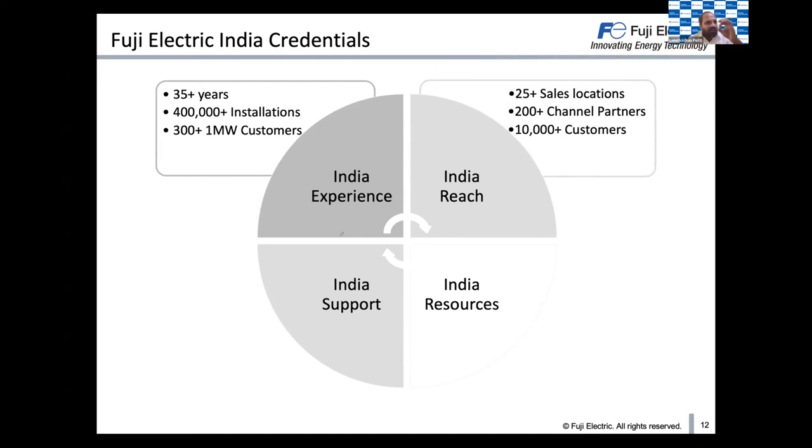And when I talk about the reach, we are present across the length and breadth of the country. We have 25 sales locations. We have 200 plus channel partners and more than 10,000 customers across the country. And resources: I have 4 factories in India. We have 1,000 employees working for Fuji Electric here in India, with a DSIR approved R&D laboratory.